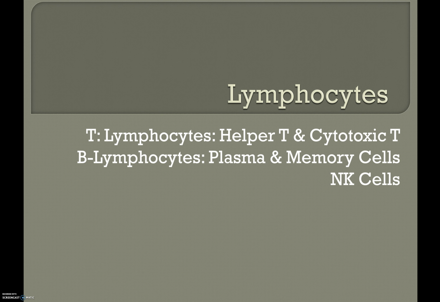T lymphocytes can be of two types. We have helper T lymphocytes and cytotoxic T lymphocytes. And B lymphocytes are of two types. We have plasma cells and memory cells. One thing I want you to understand here is that B lymphocytes and T lymphocytes are very, very specific to particular antigens. However, the other type of lymphocyte is called NK cells or natural killer cells. These are very, very non-specific. They can work against a variety of antigens and cancer cells.